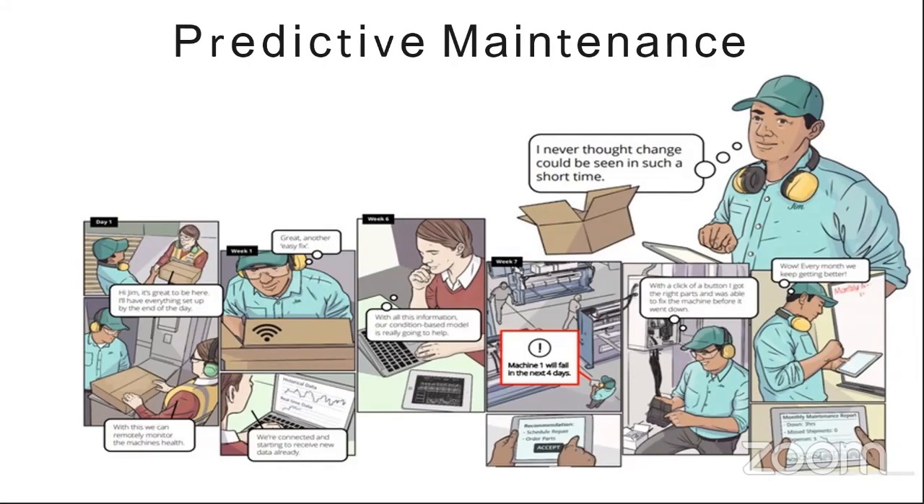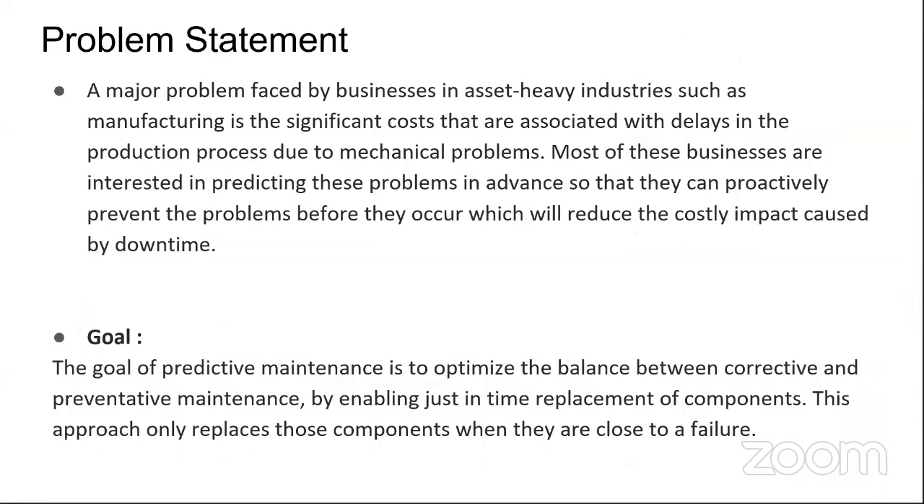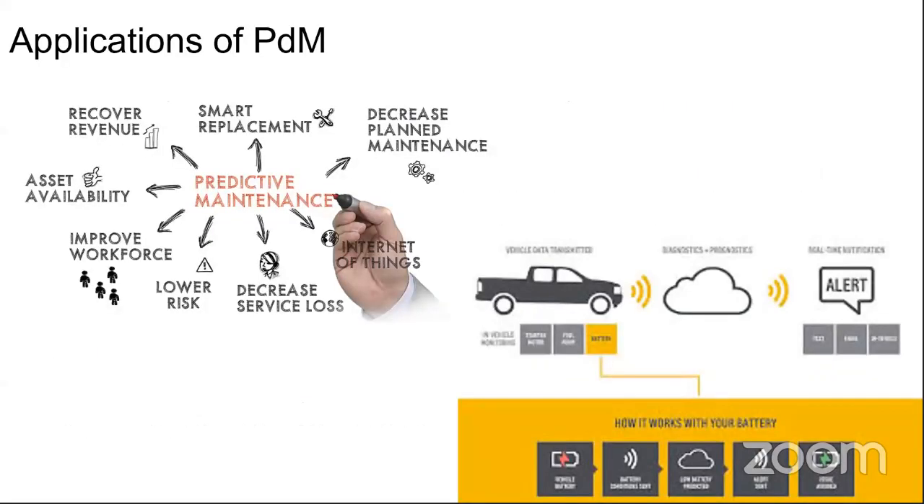She will inform the higher authorities, and they will prepare for the solution if required. The domain expert will come, and they will at least get to know whether the machine is going to fail or not. The problem statement we are solving is that we need a solution at the right time. The goal of predictive maintenance is to optimize the balance between corrective and preventive maintenance.